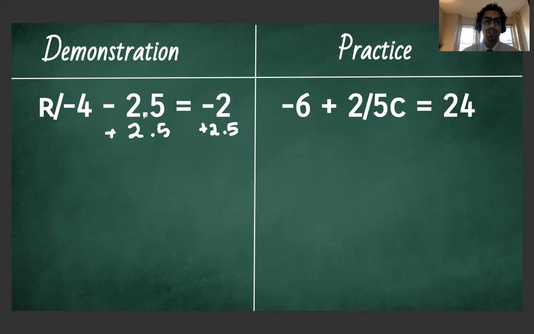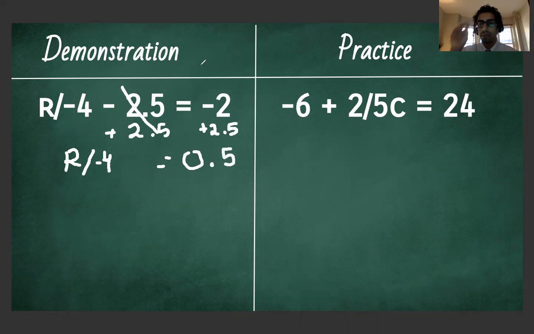Perfect. So this would get canceled out, and I'd just be left with r divided by, or over, -4 equals -2 plus 2.5, which gives me 0.5, or just 0.5. You might have to tap into some prior skills on using number lines here, or if you just kind of knew that in your head, that's fine.